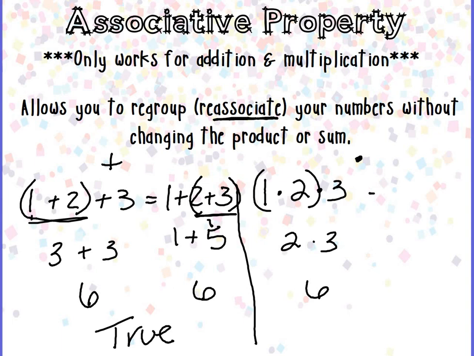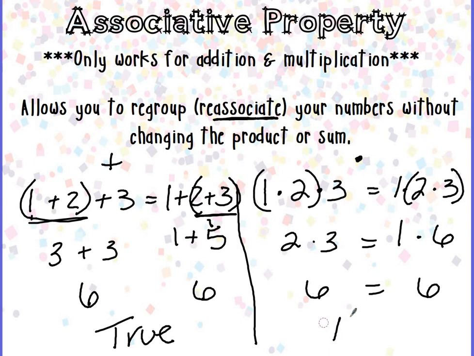And then here, that would be the same thing as grouping the 2 and the 3. And then that would be 1 times 6, which would give me 6. All of those are equivalent, so this is true. Again, here's one expression, here's another. Changing the parentheses makes the expression different.